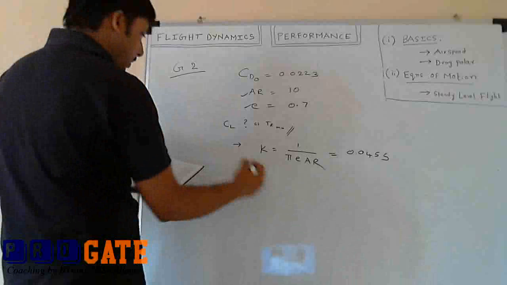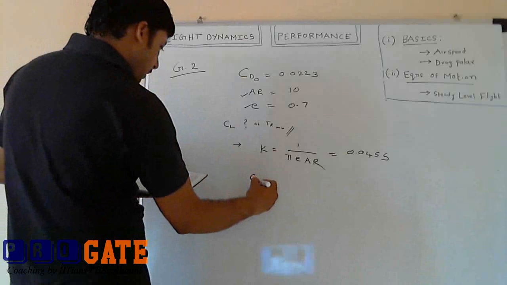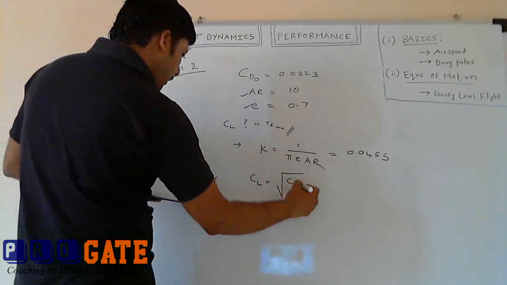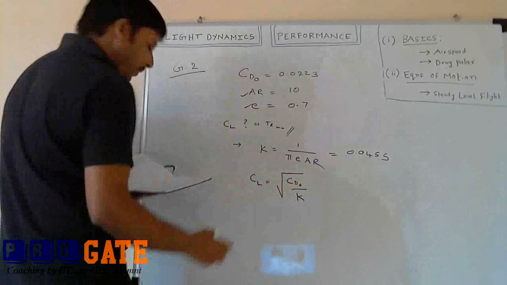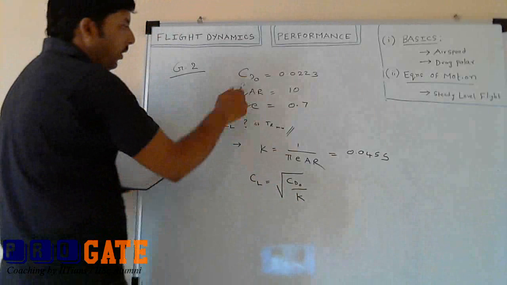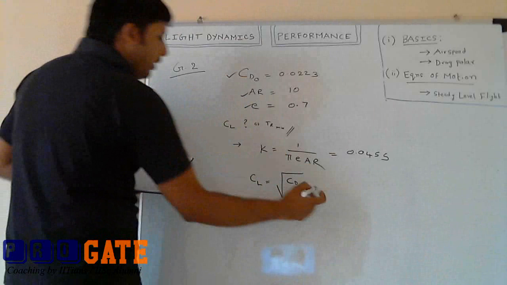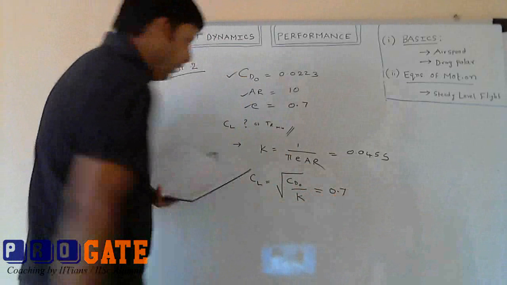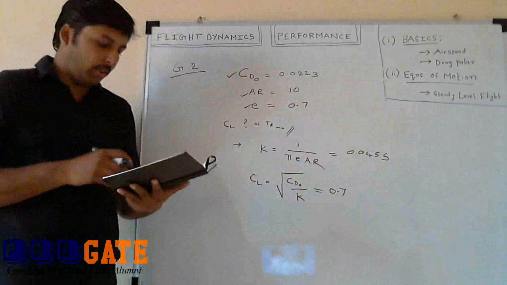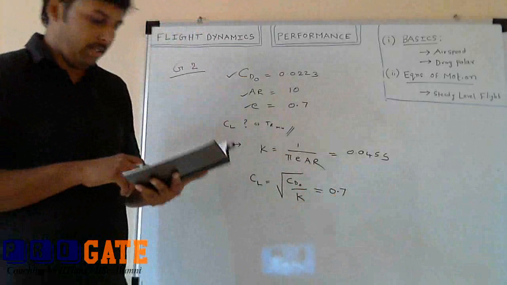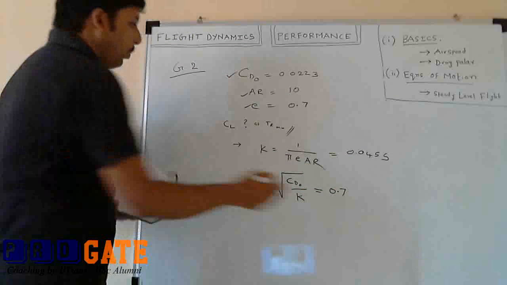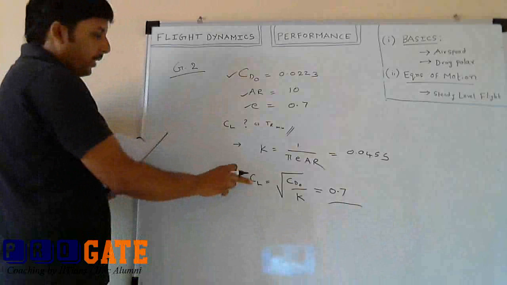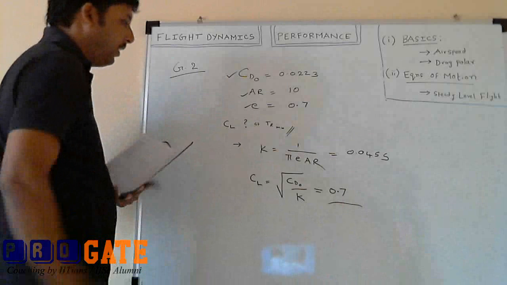Now using the expression CL equal to root of CD naught by K, and now we know CD naught and K, we get 0.7. They have given options 0.65, 0.7, 0.75, 0.8. The correct answer is 0.7. So here we have found CL at minimum TR.